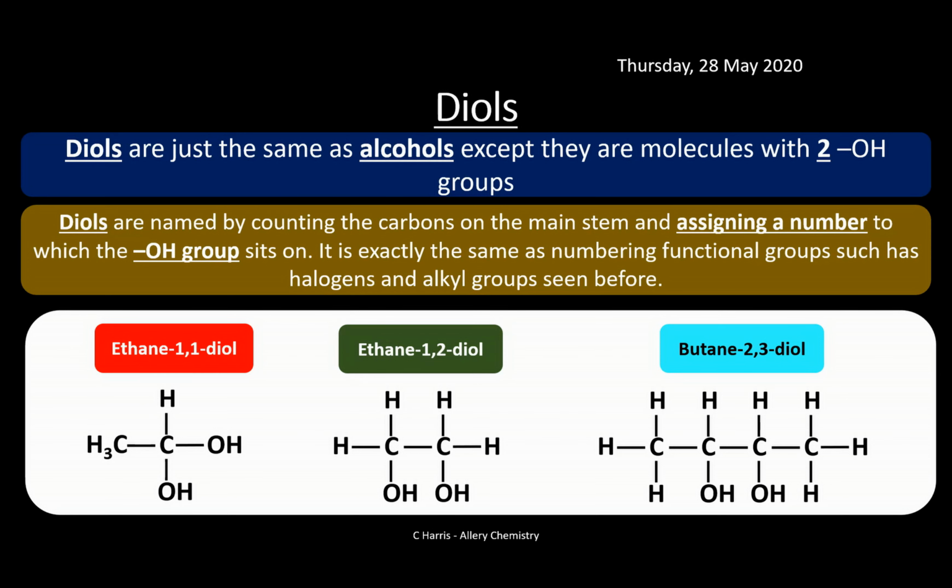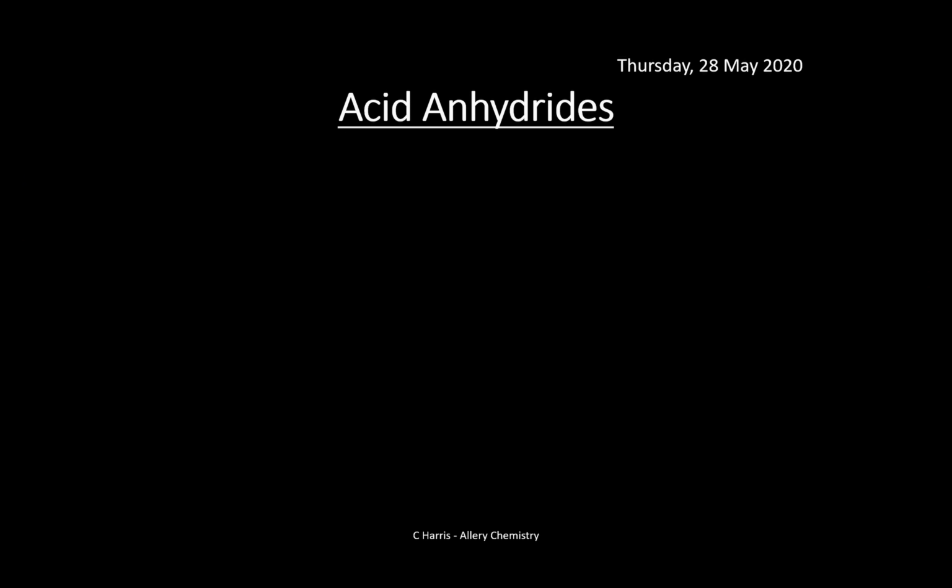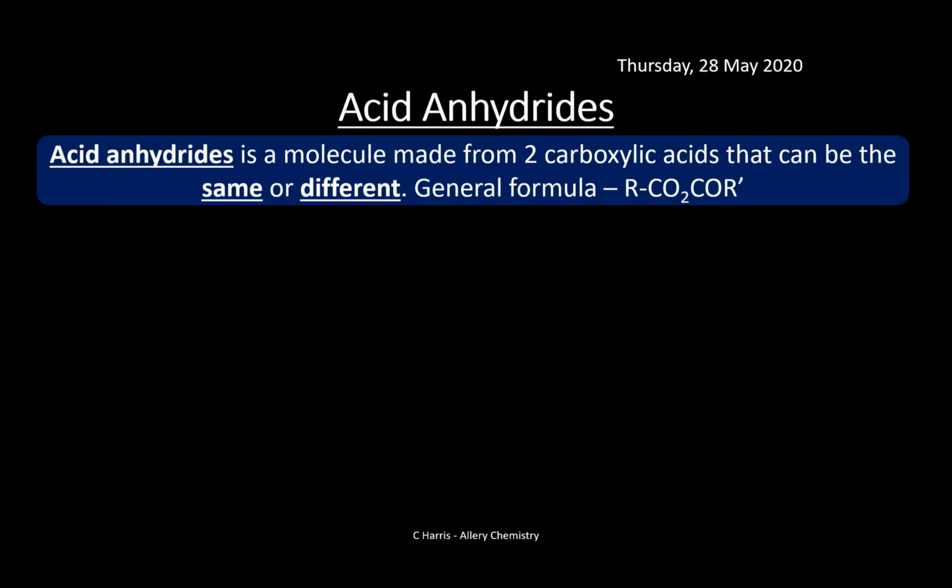Okay, so we've looked at aldehydes, we've looked at ketones, we've looked at phenols, and we've looked at diols. So now we're going to take it a little step further and look at another type of organic molecule, which are anhydrides, so acid anhydrides. An acid anhydride is a molecule that's made from 2 carboxylic acids that could be the same or different. Okay, and the general formula for this is RCO2COR.